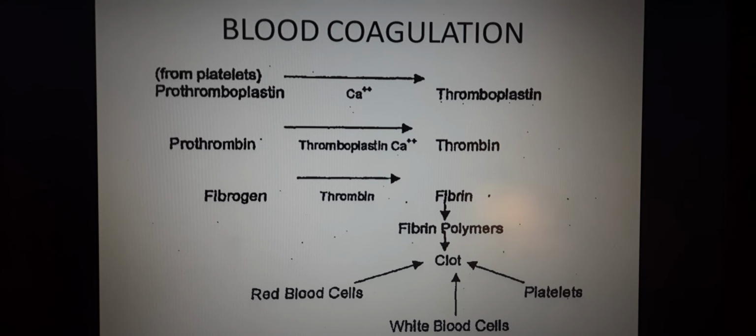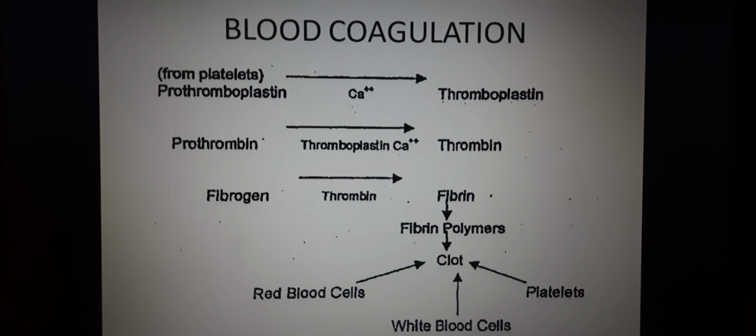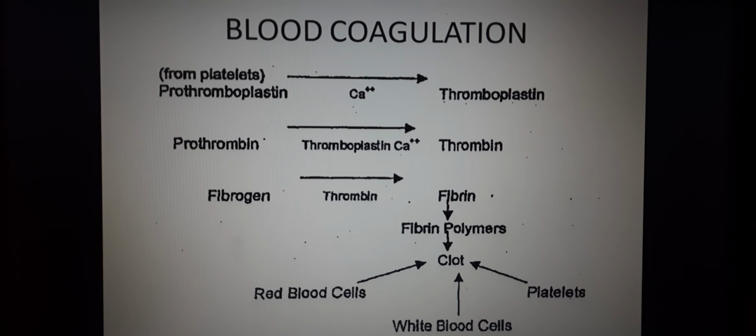Fibrin means nothing but fibers, just like cotton fibers, as in cotton cloth. So, fibrins are some fibers. These fibrin polymers will form just like a cotton cloth, and the platelets, RBC, WBC, everything will come and attach to that fibrin cloth, and then there will be a lump, which is called the clot.